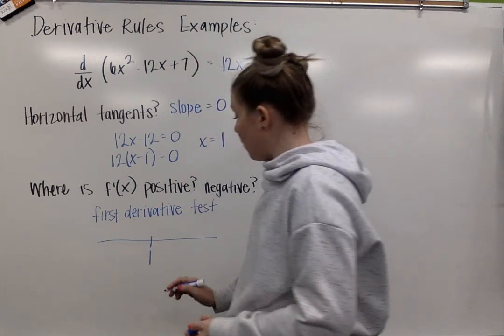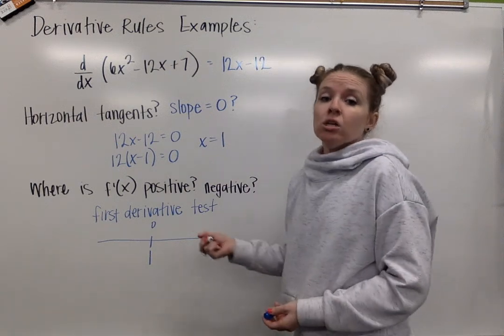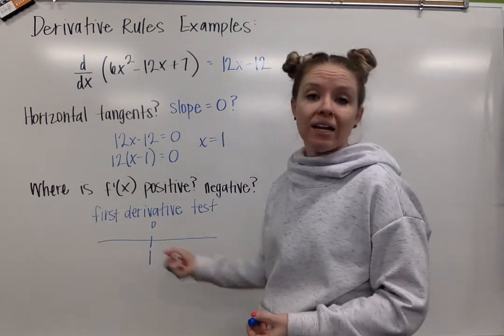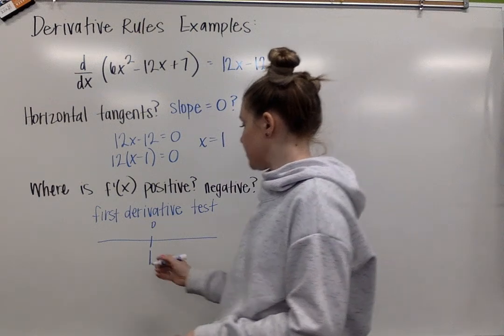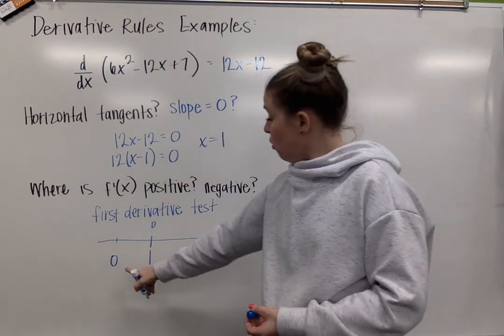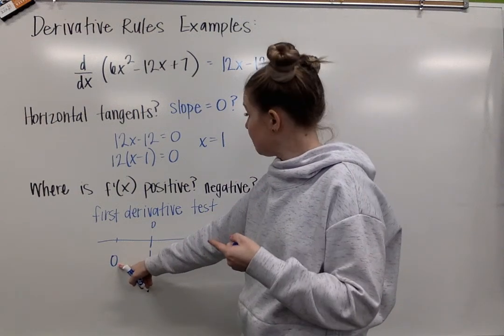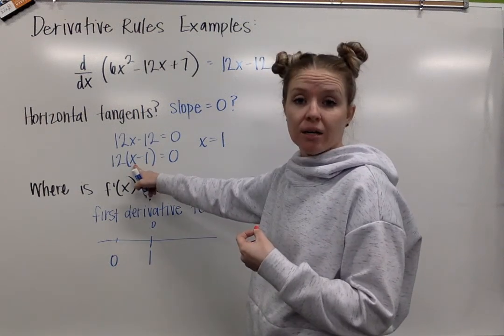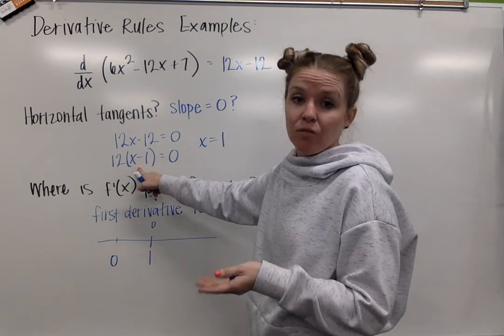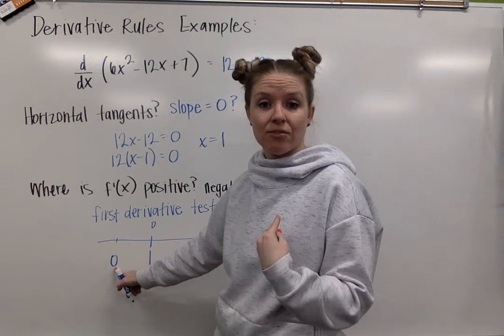So I'm just putting this on a little number line here. And I know when x equals 1, my slope is 0. So I want to know on either side if it's positive or negative. So over here, x equals 0. Well, when x equals 0, I'm going to plug that in to see what's happening with my slope. So if I plug in 0 here, 0 minus 1 is negative 1 times 12, that's negative 12. 0 has a negative slope.